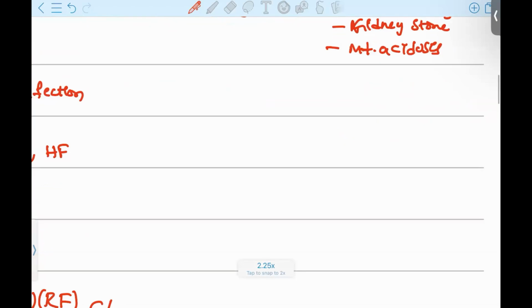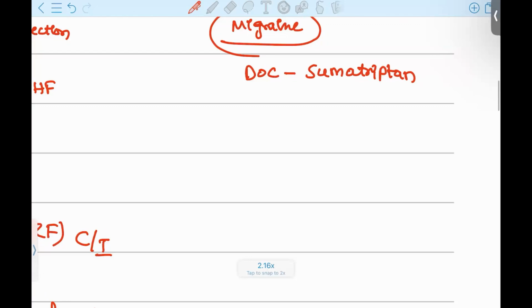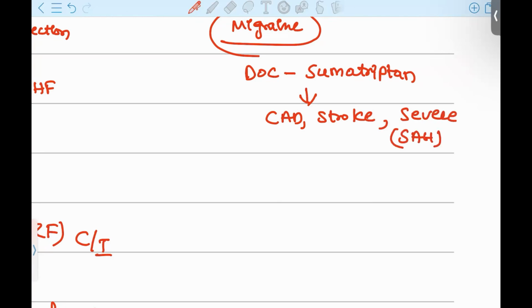Next short topic, that is migraine. In migraine, basically what is the drug of choice? We all know that the drug of choice for patients who are suffering from migraine is sumatriptan. The triptans are going to be our drug of choice, right? But sumatriptan is contraindicated in situations such as coronary artery disease, in patients who are suffering from stroke, and in patients who are having severe headache, for example SAH. In all these conditions, you are not going to give sumatriptan.